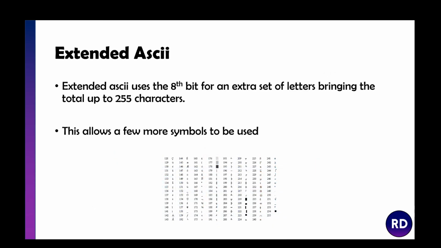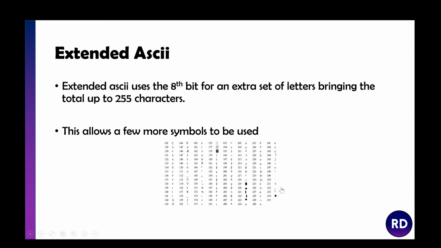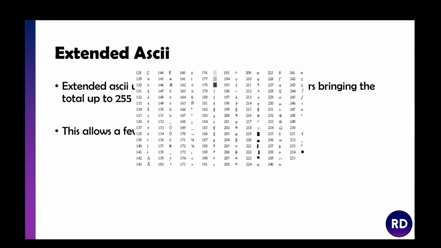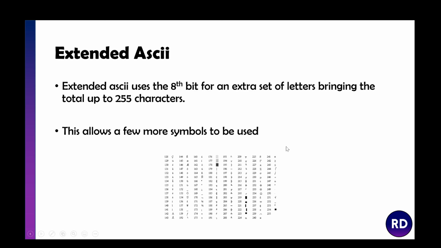You've also got extended ASCII. Extended ASCII uses that 8th bit for an extra set of characters, bringing the total up to 255 characters, which allows a few more symbols to be used. You can see we've got some more symbols, like some of the Greek symbols, German symbols, and things like that.